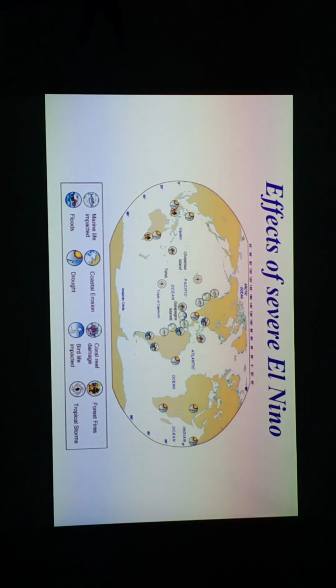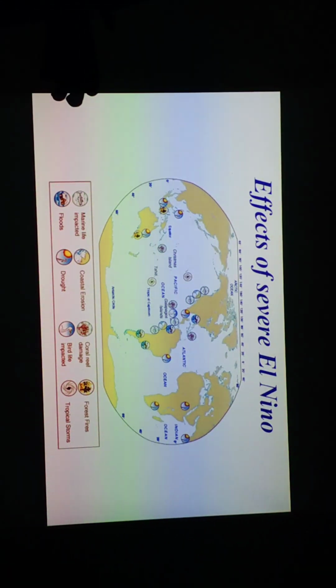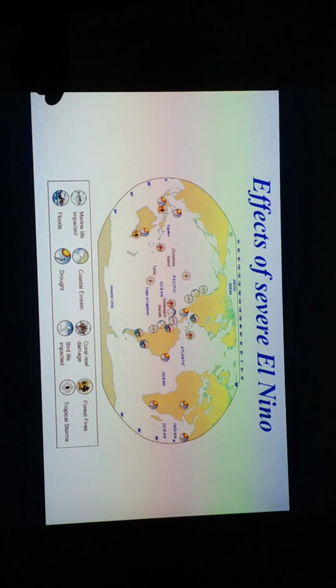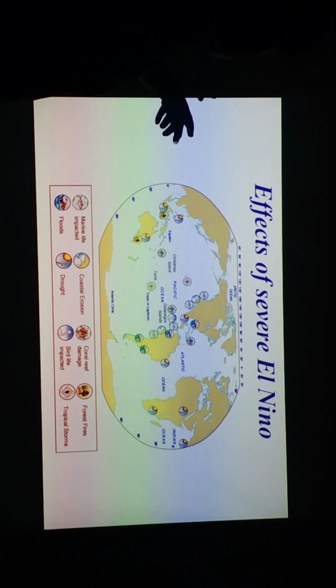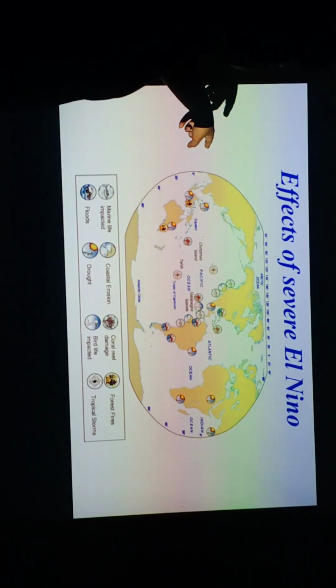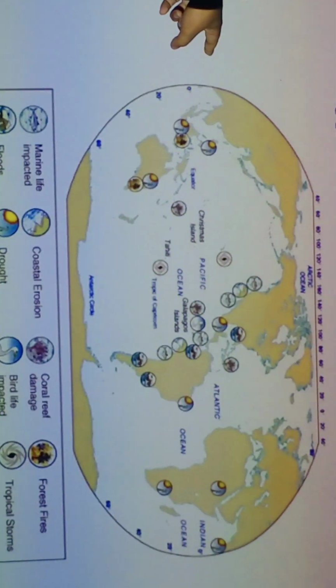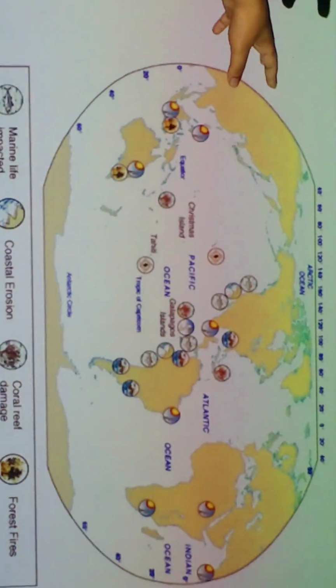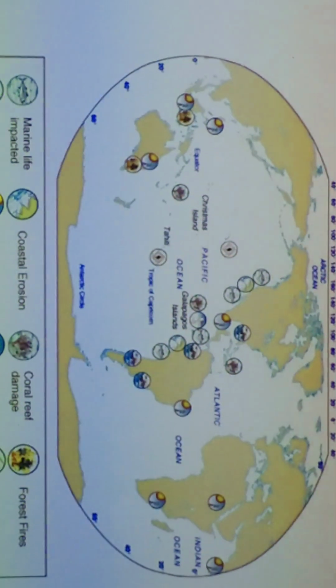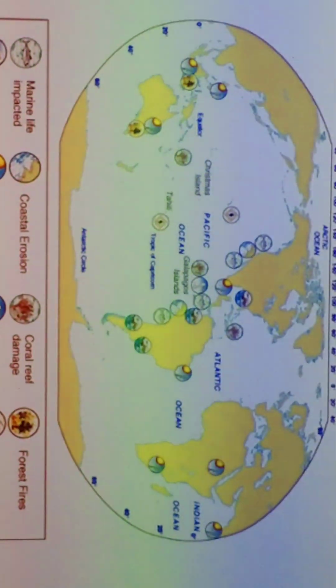So this diagram basically shows us how, due to ENSO events, the whole climate of the world gets affected. You can see there will be severe droughts and flood-like conditions in the Australian region, and in the Galapagos Islands there will be a coral bleaching effect. In some areas there will be forest fires, and tropical storms will also be created in the Tahiti region.